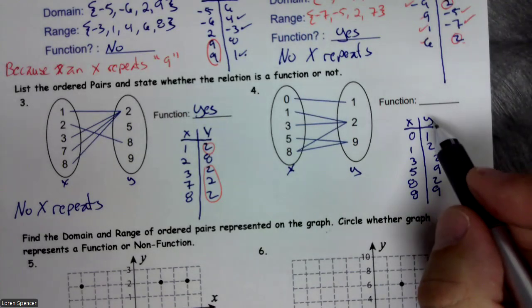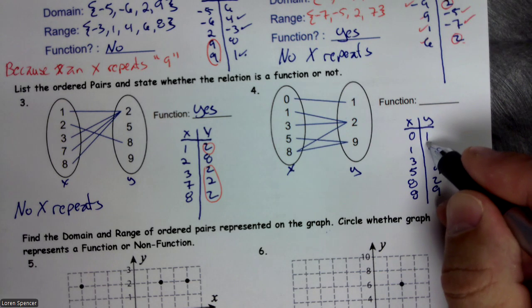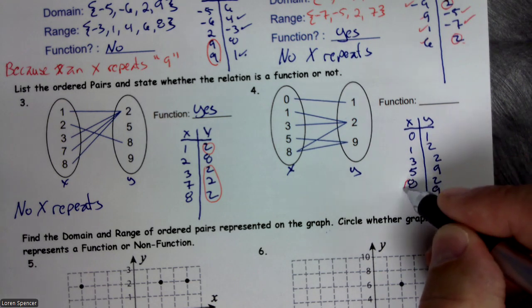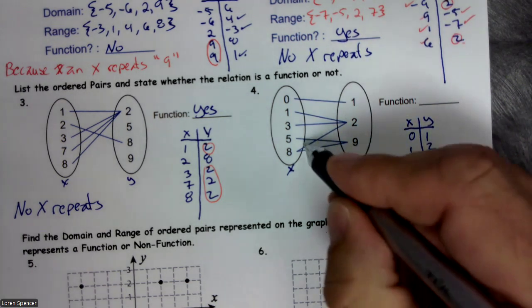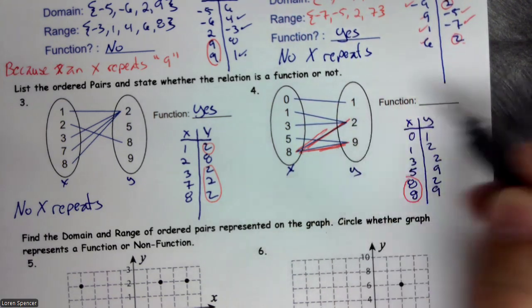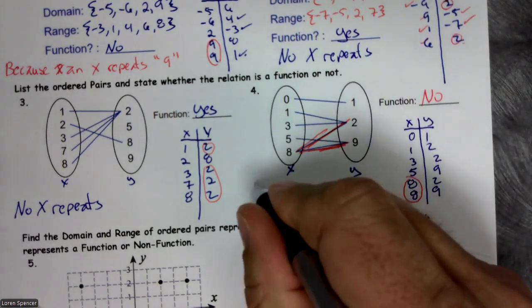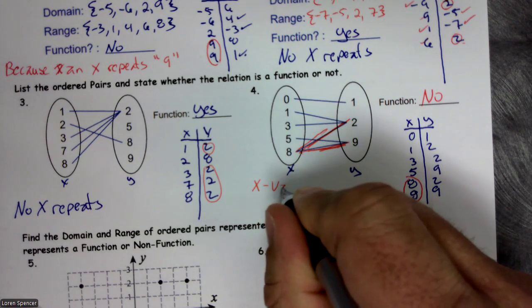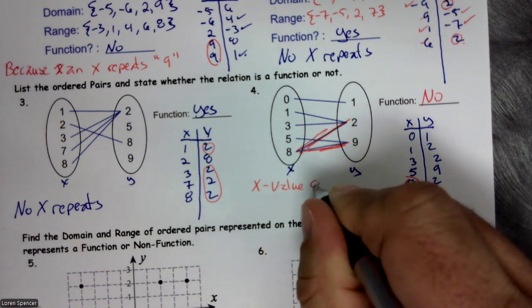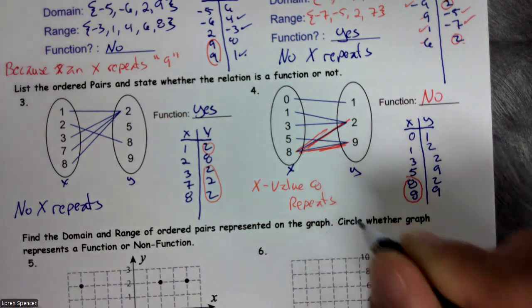When I ask, is this a function? My twos repeat, but that's not a problem. The problem is the eights repeated, because the eight mapped to here and it mapped to here. So this is not a function. X value 8 repeats. That's why it's not a function.